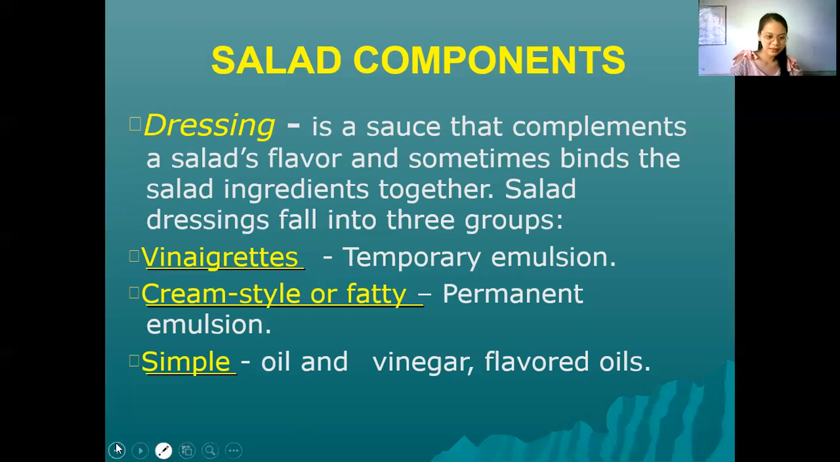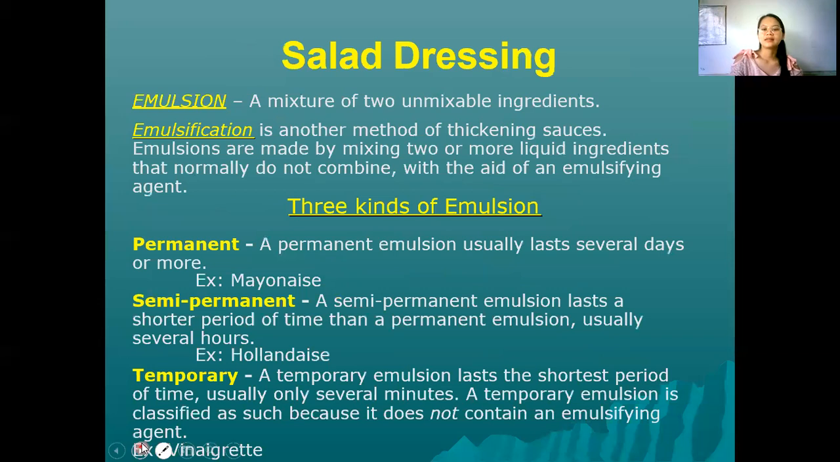And then let's proceed. This one, still under salad dressing. Emulsion is the mixture of two immiscible ingredients, as I have mentioned earlier, for example, oil and soy sauce, oil and vinegar. Those two will not incorporate well. Otherwise, they will just separate. But of course, you could do a lot to it, like you could mix it thoroughly to make a temporary emulsion. So emulsification is another method of thickening sauces.